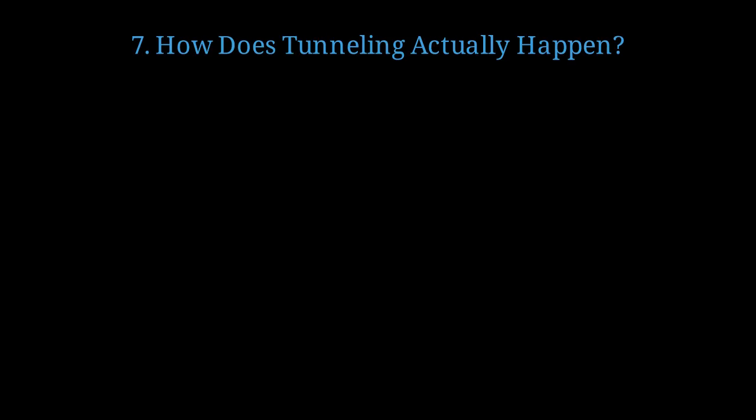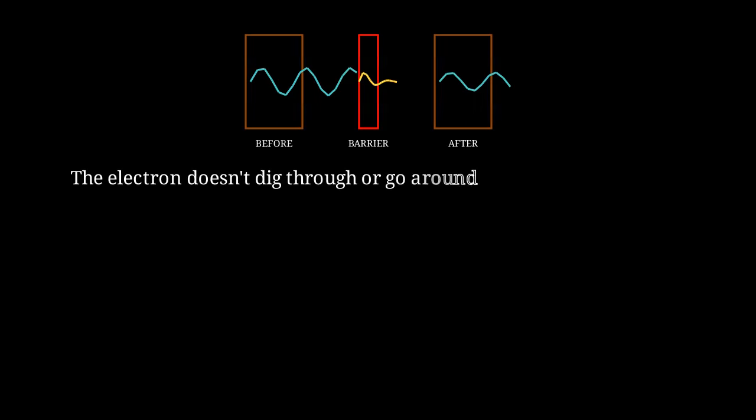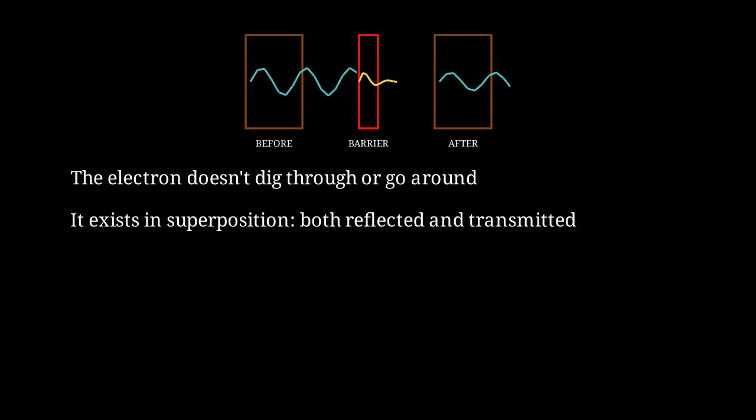But what actually happens when an electron tunnels? Let's visualize this quantum process. The electron's wave function extends into and through the barrier. Before the barrier, the wave oscillates normally. Inside, it decays exponentially, but doesn't vanish. After the barrier, it oscillates again with reduced amplitude. The electron doesn't physically dig through the barrier or go around it. It exists as a probability wave that extends through the classically forbidden region. Quantum mechanically, the electron exists in a superposition state, simultaneously reflected and transmitted, until a measurement collapses this superposition.